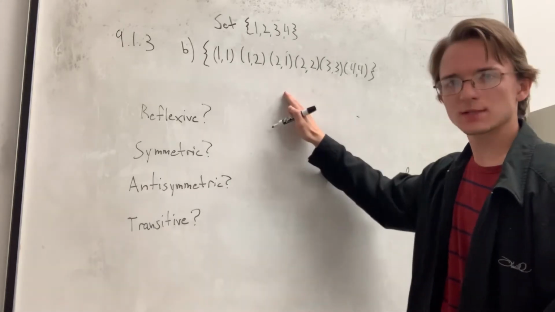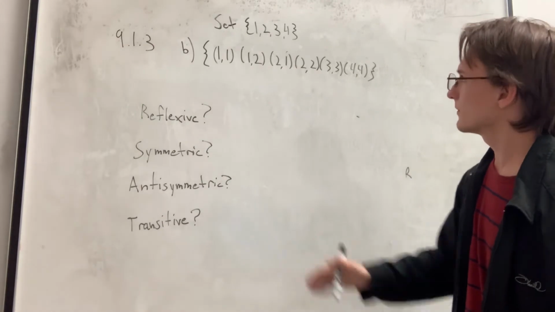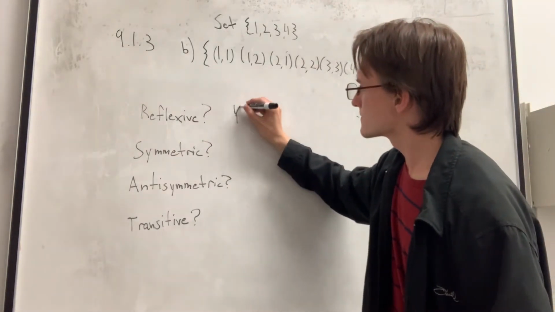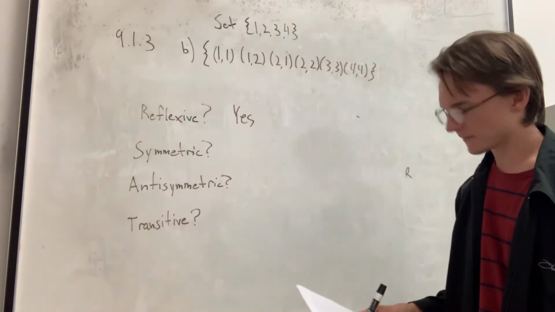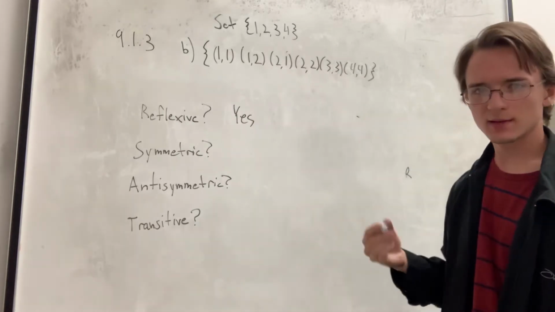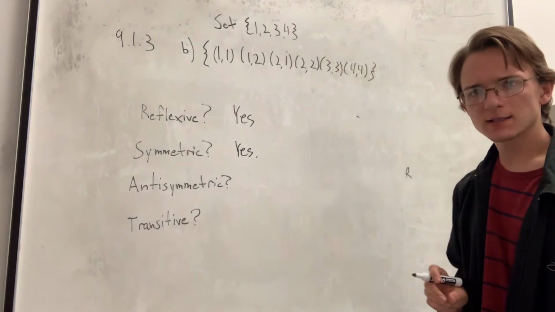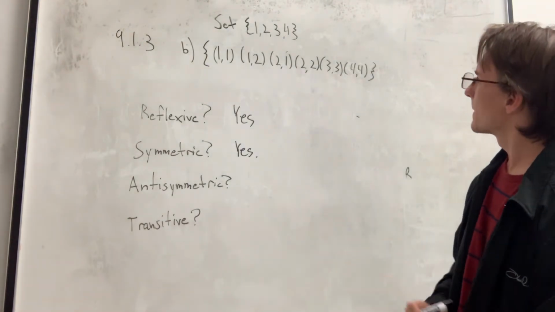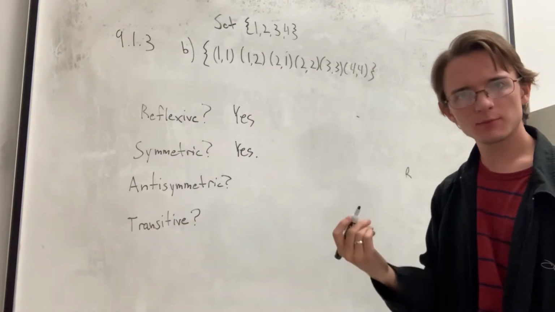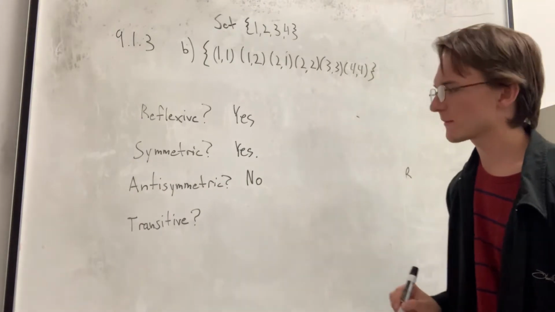All right. So is this set reflexive? Looks reflexive to me: 1 comma 1, 2 comma 2, 3 comma 3, 4 comma 4. Is it symmetric? Well, it is symmetric. 1 comma 2, 2 comma 1. And that's the only pair we have to check. Is it antisymmetric? No, because we have a case of symmetry. So for the same reason why it is symmetric, it is not antisymmetric.